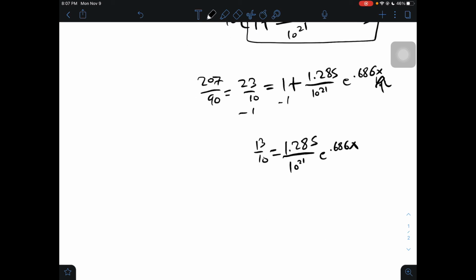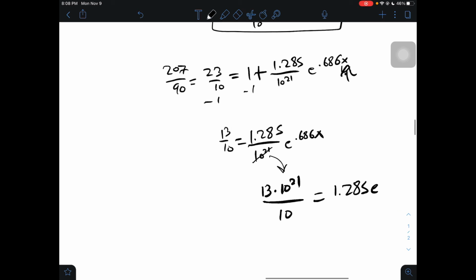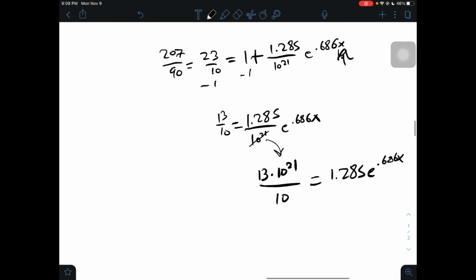So now that we have this, we're going to multiply our denominator to both sides. So we have 13 times 10 to the power of 21 over 10, because we're multiplying 10 to the 21 over to both sides, and we brought it down here, so now we are left with 1.285 e to the power of 0.686x. Next logical step to do is divide by 1.285 on both sides.